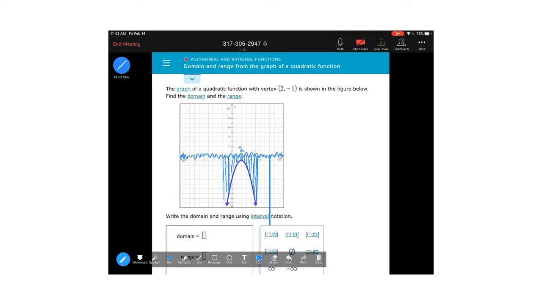And so how do we represent all real numbers? Well, we represent all real numbers by saying it's everything to the left and then all the way to everything to the right. And everything to the left is negative infinity, that's decreasing without bound, to everything to the right, which is infinity, which is increasing without bound. So the domain is going to be from minus infinity to infinity. We have parentheses because minus infinity and infinity are not numbers, they're just representations.